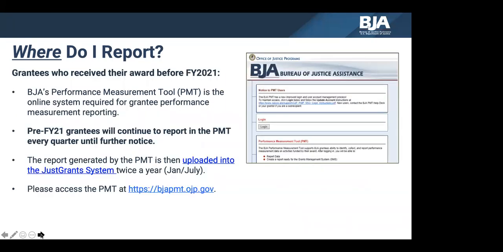Again, for awards received before FY21, you will continue to enter data in PMT every quarter until otherwise directed. The report that is generated by the PMT will then be uploaded into the JustGrants system twice a year in January and July. And you can also access the PMT by following the link below on this page as well.